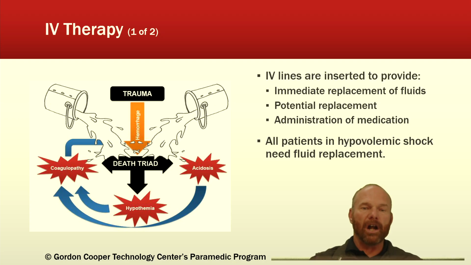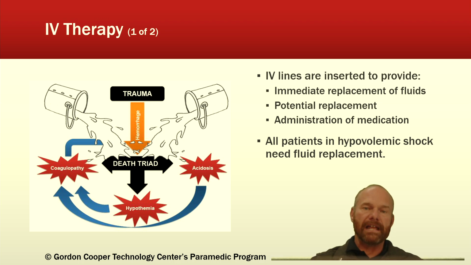So we've got our IV lines. They're going to be inserted for maybe some immediate replacement of fluid, so we want to rapidly restore that fluid volume. Potential replacement, so prepare for future fluid needs. And then maybe we need to give some meds as well, so we would have administration of medication. Now the fluid of choice, probably normal saline or LR, once again depending on what your local protocols say. But all patients in hypovolemic shock are going to require IV fluid replacement, so we want to make sure we're getting some IV access in them.